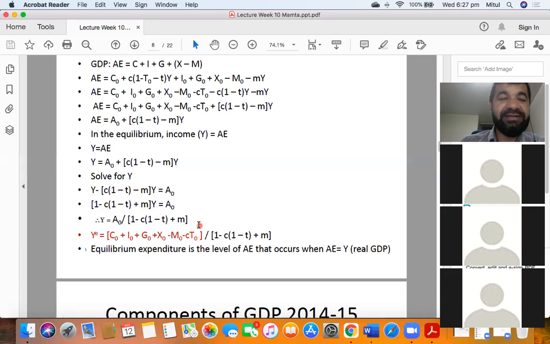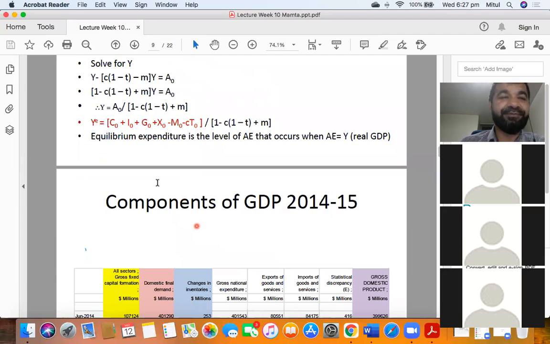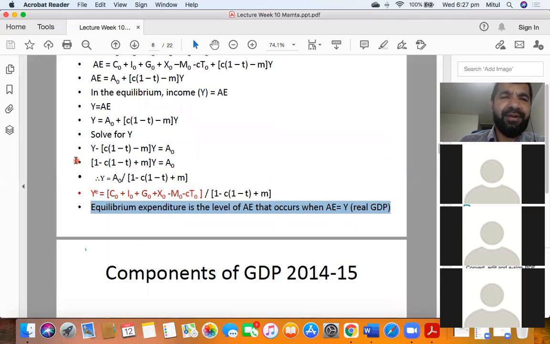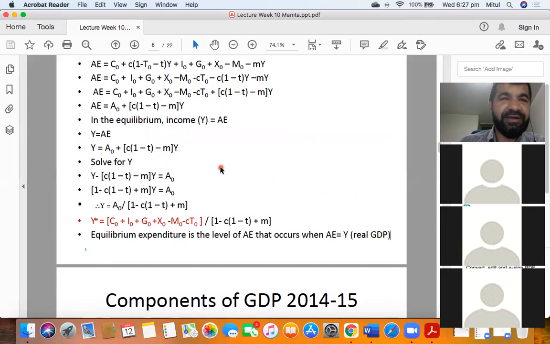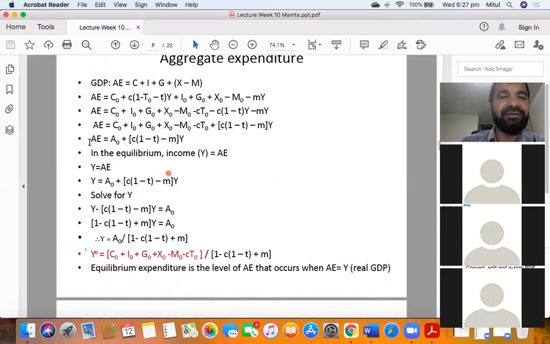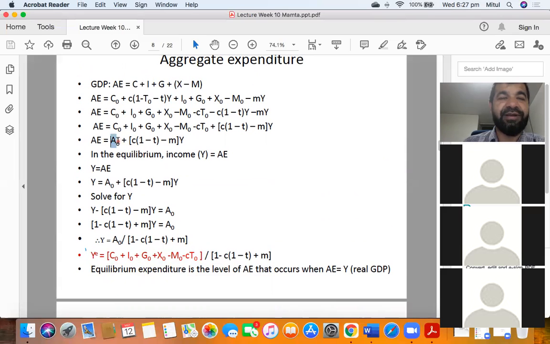So what do they mean by this? They try to mean here that equilibrium expenditure is the level of AE that occurs when AE is equal to real GDP. But in your exam, I do not think you have much on this, though it's a good idea to learn it. How do they calculate these figures? How much autonomous income does any country have? That's what A0 is here, the autonomous income of a country.